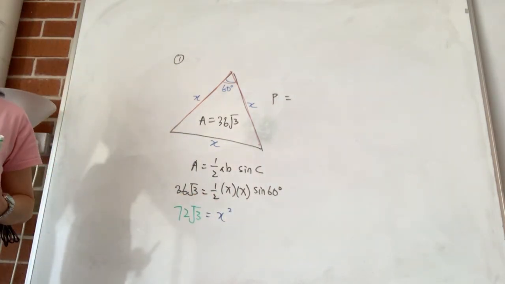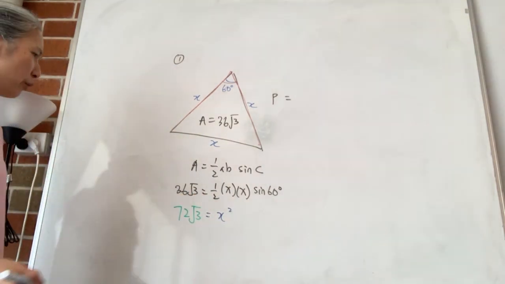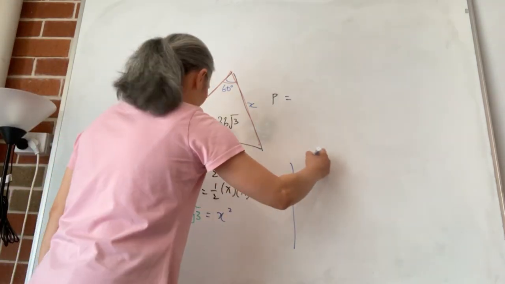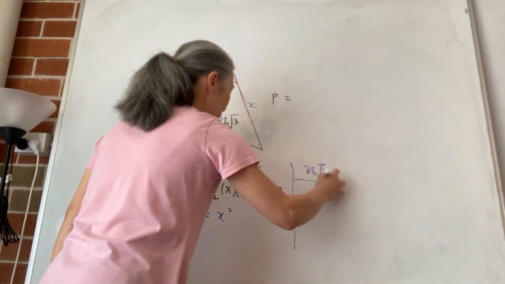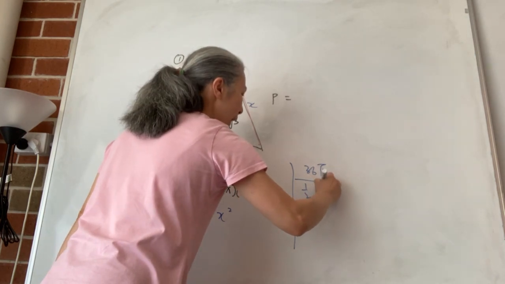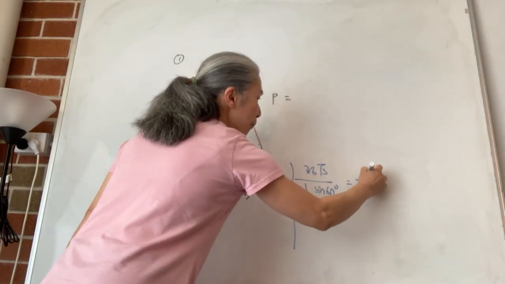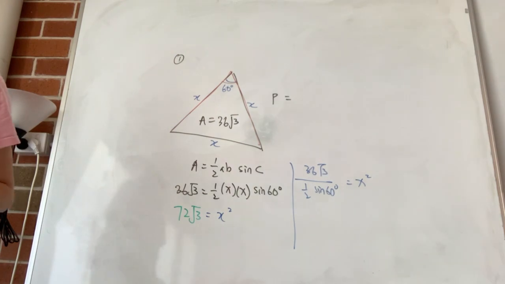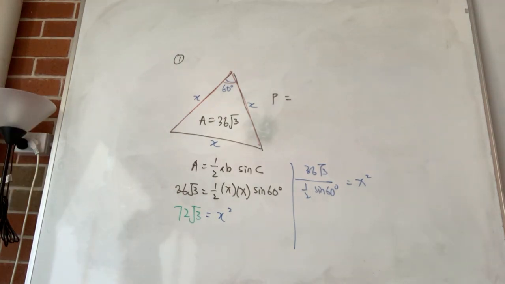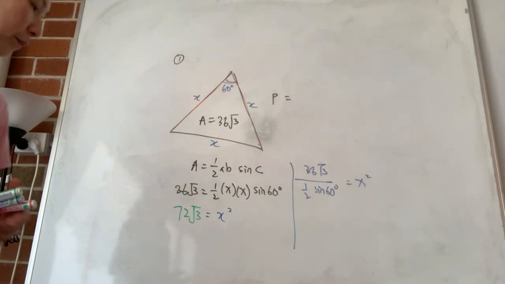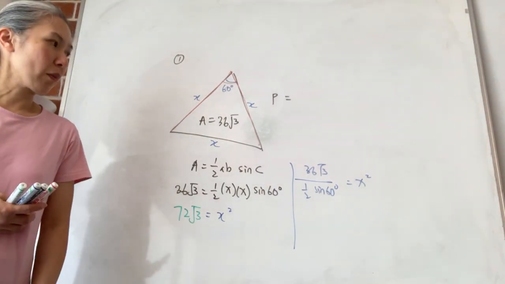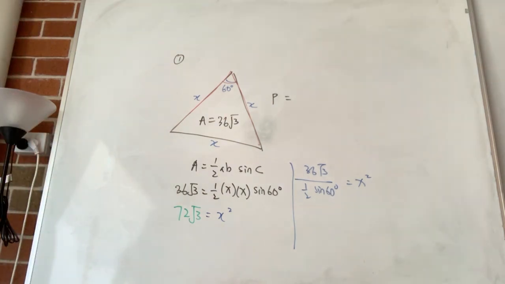What if you just divided by everything, wouldn't it be easier? Oh yes, you can do that too. So you have 36√3 divided by a half divided by sine 60. And then you square root it. It's root 144. And x is 12.